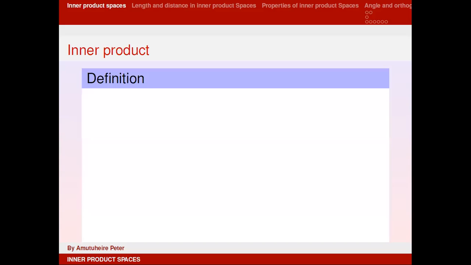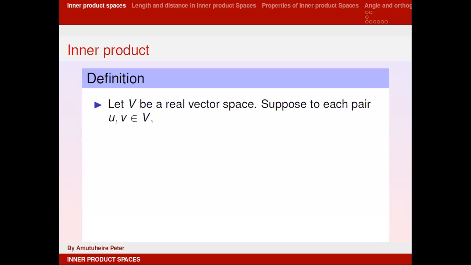Now, when we talk about a space in mathematics, we are referring to a non-empty set with some operation defined on that set satisfying a list of axioms. So we start with a real vector space. So V is a vector space.